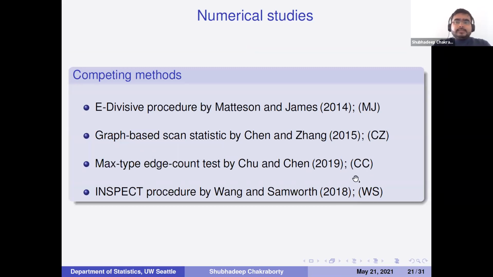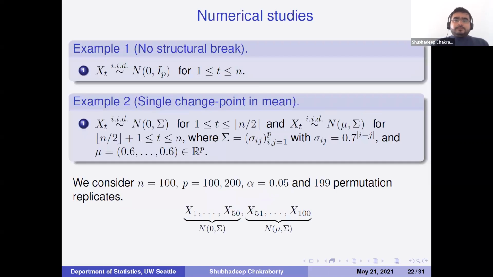I should mention that this is a paper meant to detect mean shift for high dimensional data. So why do we compare it with ours? That is because we want to make it clear that our methodology detects general changes beyond the first moment. Let me go over some numerical illustrations. The first example is one where there is no structural break.